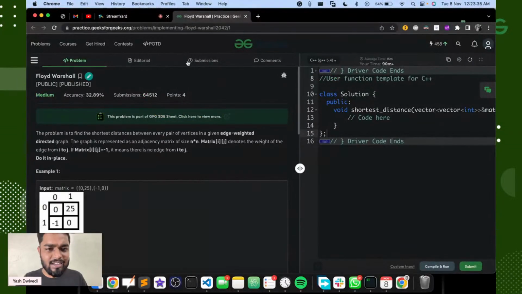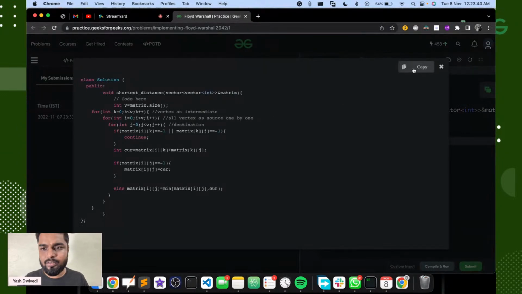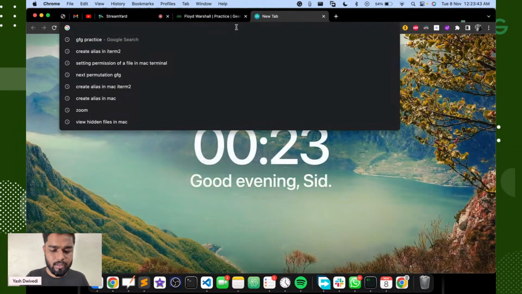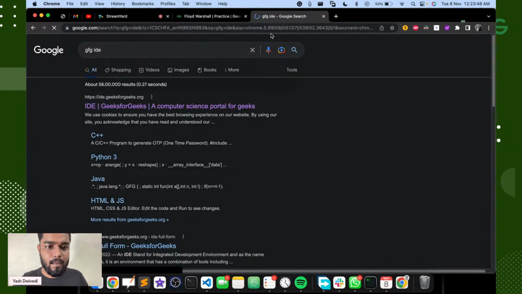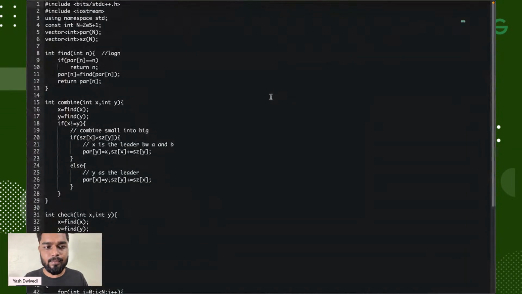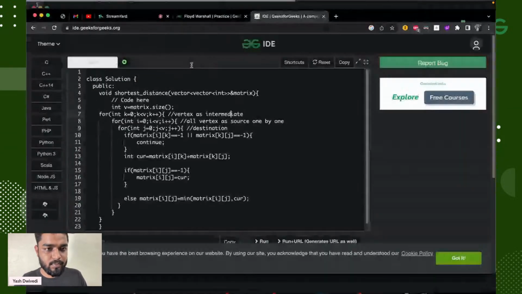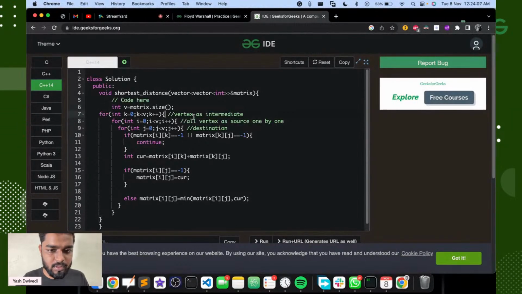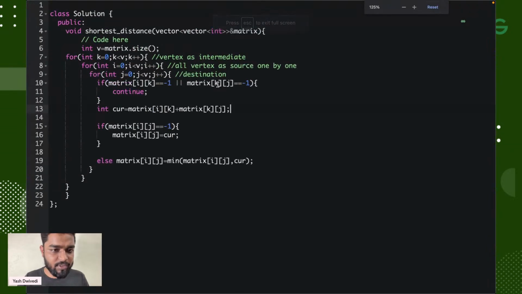All right, now let's understand what we will be doing here. I'll show you the submission that I have done. Just a second. Let me open the GFG IDE. Now let's have a look at the solution as well. Let me put my solution here, in C++. See what I have done here.